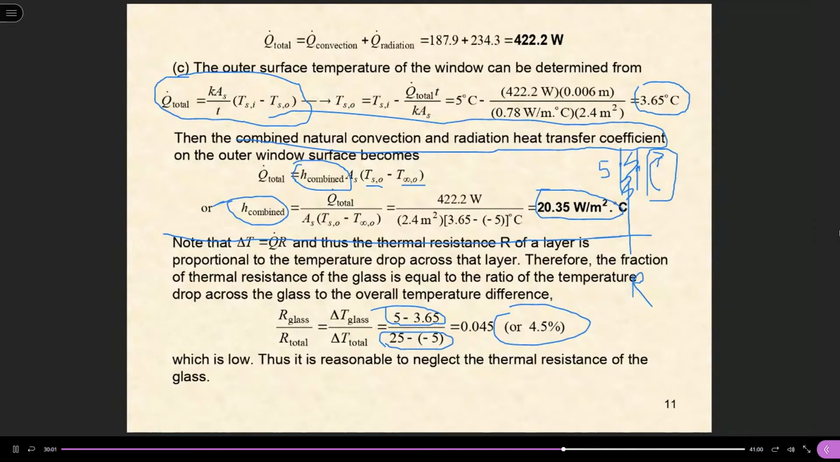Okay, so that is the idea. If you assume the two sides are at the same temperature, in other words, you assume the glass has 5 degrees here, so the outside is also 5, what will be the difference in the calculation? In fact, you will see it's probably not much different.